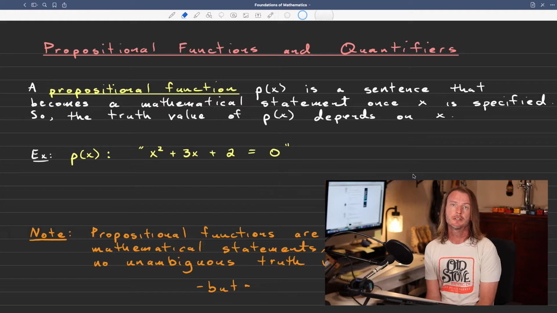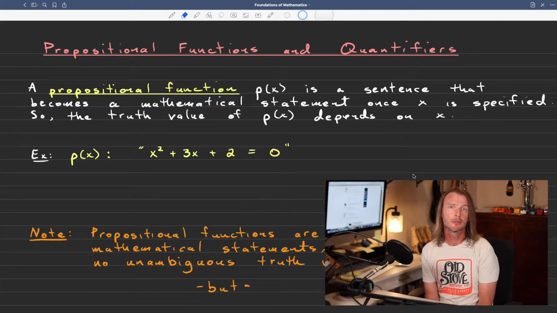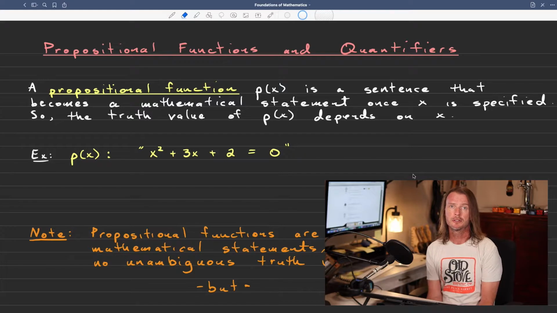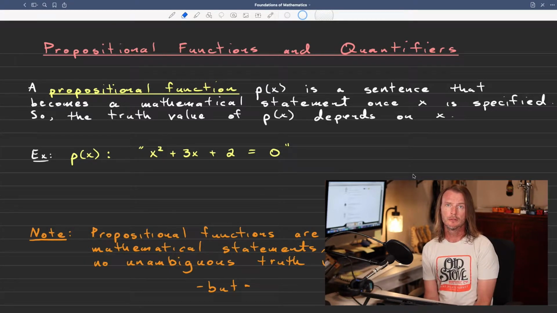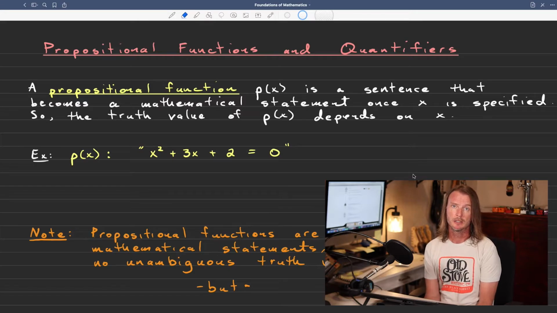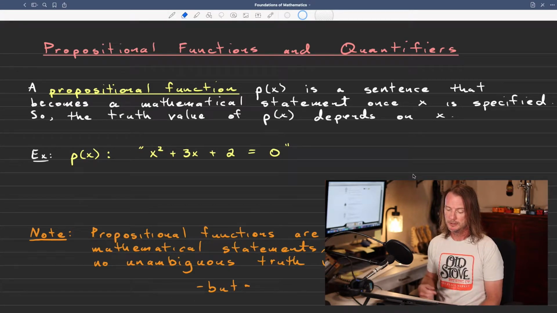Propositional functions are just sentences that involve a variable, and the value of the variable determines the truth of the sentence. It turns it into a statement once you specify a particular value of x. Propositional functions themselves are not statements because their truth value is ambiguous. It depends on x. Let me give you an example of this.